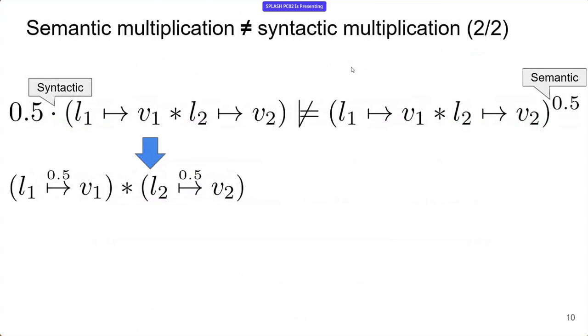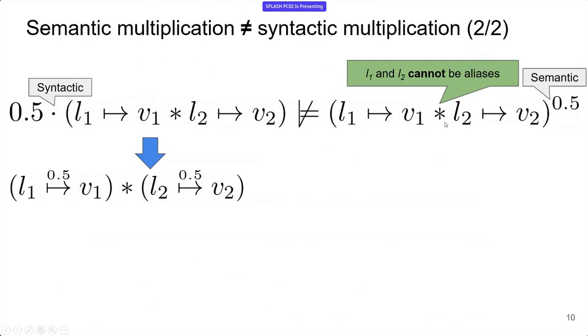So let me show again the same idea, but with more concrete examples with formulas. So on the left, I have a syntactic multiplication. This is the example that we've seen before, so 0.5 times permission to L1 star permission to L2. And on the right-hand side, we have the same version, but for the semantic multiplication. And here, it is easy to see that on the right, L1 and L2 cannot be aliases. Because remember, if L1 and L2 were aliases, we would have two permissions to the same heap location, which would be inconsistent. And even though we scale down this invalid state by 0.5, we cannot scale down anything because we don't have any state that satisfies this.